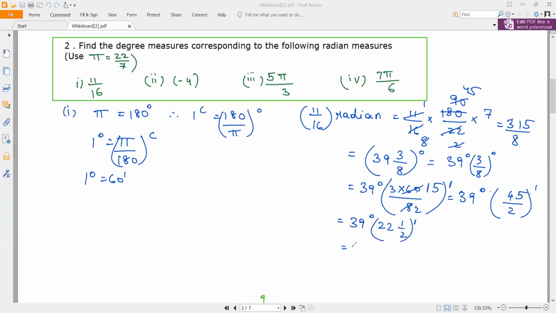Again, splitting, 39 degrees, 22 minutes, and we know that 1 minute is equal to 60 seconds. So 1 by 2 minutes can be written as 1 by 2 into 60 seconds. This is 39 degrees, 22 minutes and 30 seconds. So that will be your final answer.